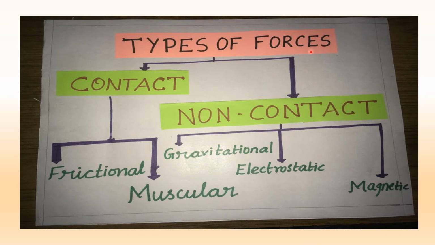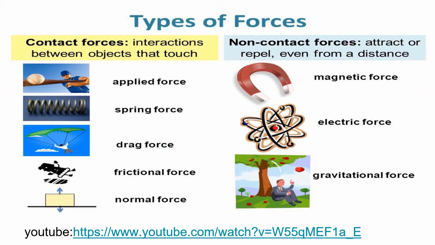So the different types of forces are contact force, where the two objects between which the force is going to be exerted will be in contact, whereas the other one is non-contact force. The two objects can be at a distance. In spite of that, force will be exerted between them. And the examples for contact force are frictional force and muscular force, whereas for non-contact force, they are gravitational, electrostatic and magnetic force.